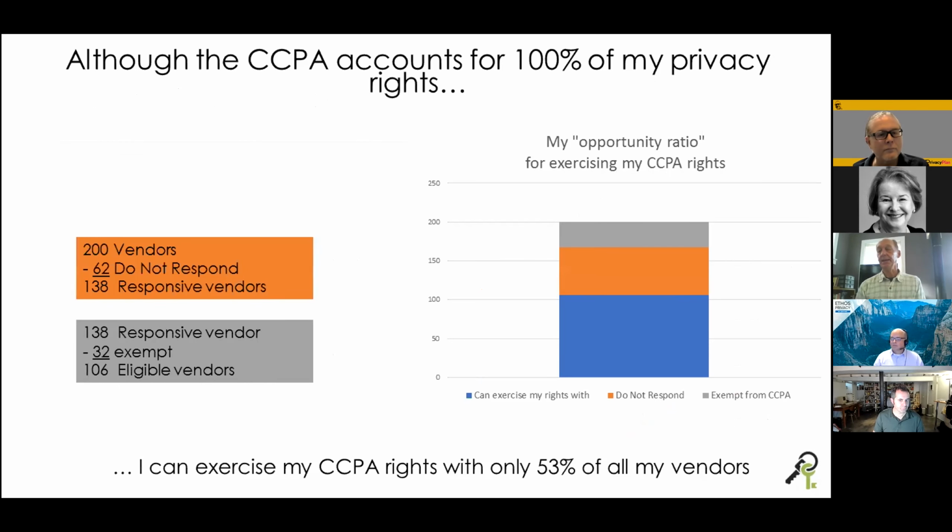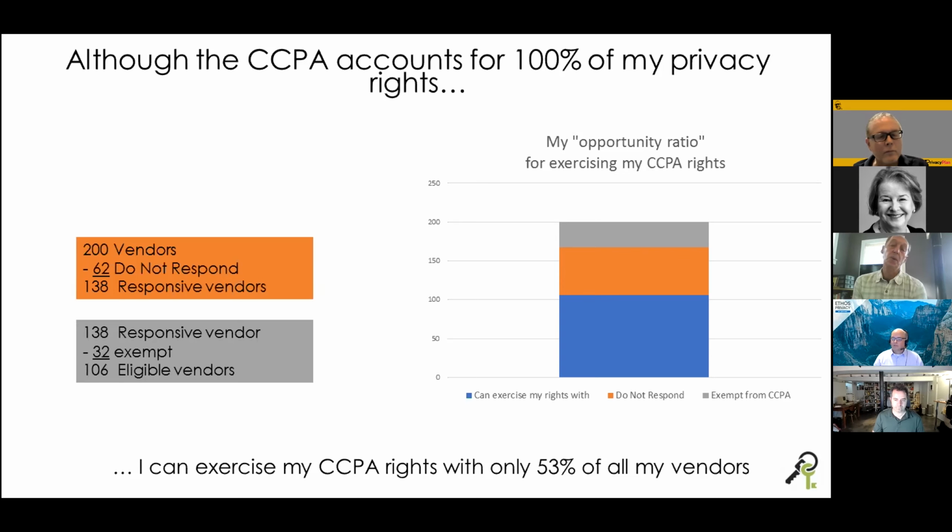So here's an idea of how my CCPA rights pan out after applying them to my vendors. Well, I start out with 200 vendors, but you take off the 62 that don't respond, and that leaves me with only 138 vendors that I can really work with. And out of that, there are 32 that are exempt. So that leaves me with only 106 eligible vendors that my rights really apply to. And there's no way that a consumer or their agent is really going to know this. So in some cases, maybe spray and pray is really the only way to find out.